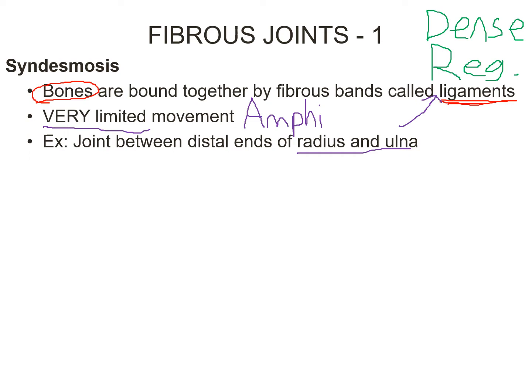Another example is between the tibia and the fibula near your ankle joint. Same thing, you got this ligament connecting these two bones. As you walk, run, go up and down the stairs, there is a tiny little bit of movement. Not much, but it is a small amount of movement that gives your ankle great mobility.